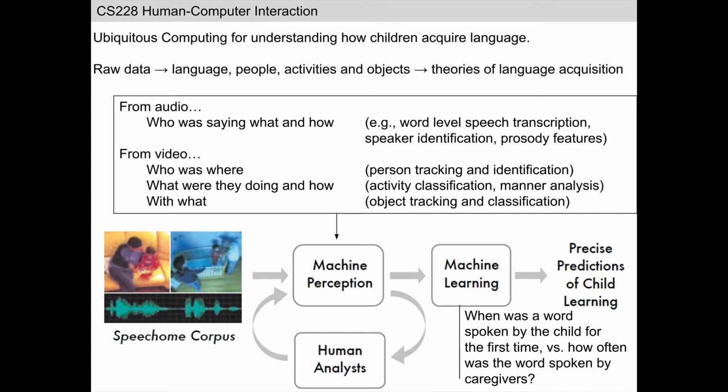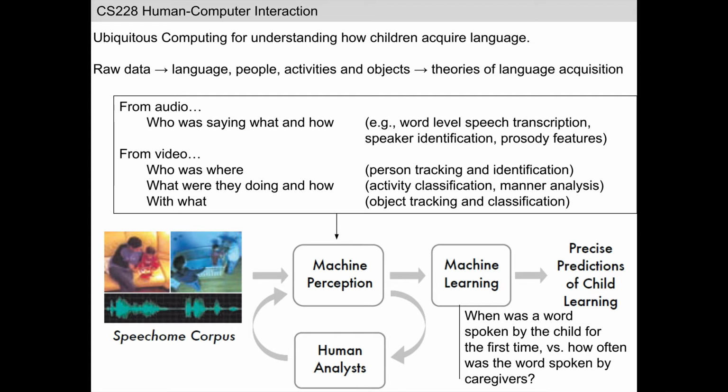So did the child say something? Where, when were they when they said that word? Did one of the three caregivers say a word, and who and what, where and when did they say it? In order to get from raw audio to this, we need to do some word level speech transcription and speaker identification, who is speaking. We also, as you'll see in this study in a moment, focused on prosody.